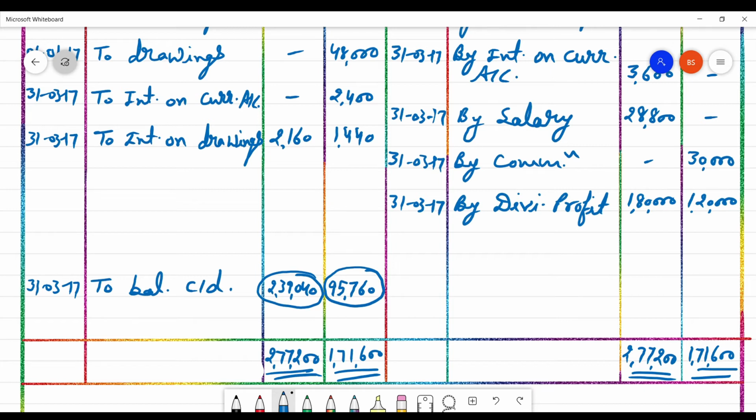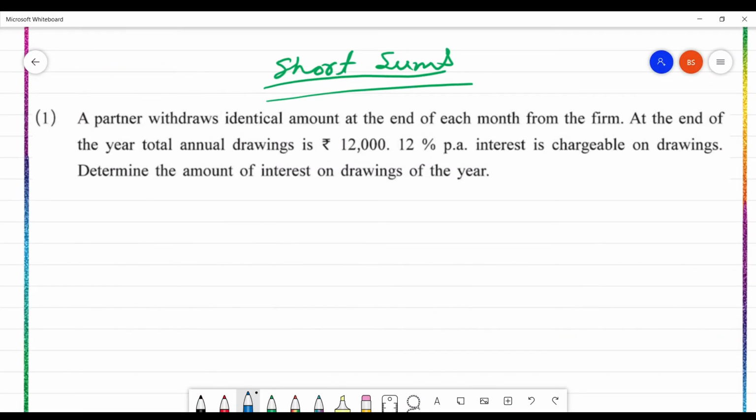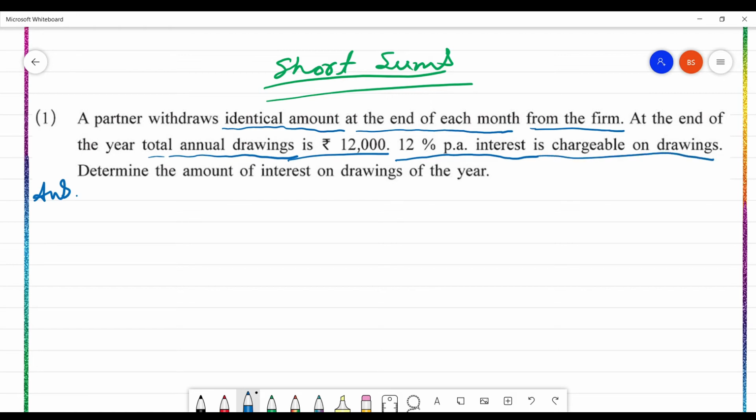Next, we will do short sums. Students, let's start short sums, which are taken from the GSCB textbooks. Let's read the sum. A partner withdraws an identical amount at the end of each month from the firm. At the end of the year, total annual drawings is 12,000. 12% per annum interest is chargeable on drawings. You have to calculate the amount of interest.